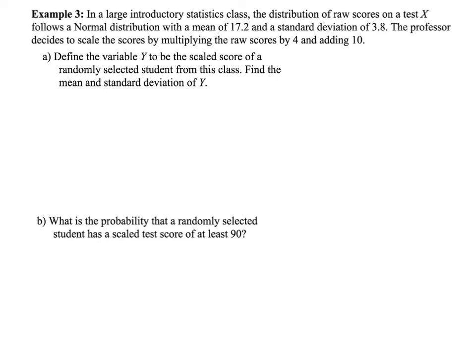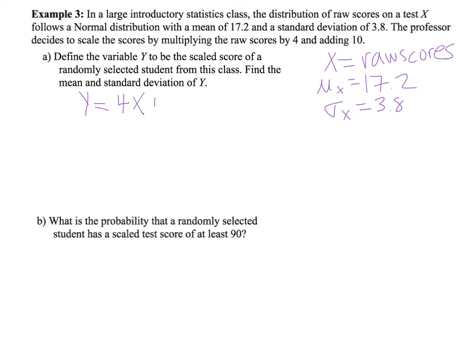In this example, we have defined X as the raw scores on a stats test. They tell us that X has a mean, which I'm going to call mu sub X, of 17.2, and that X has a standard deviation of 3.8, which is sigma sub X. What they want to know is what's going to happen when a professor scales the scores by multiplying the scores by 4 and adding 10. So we are going to let Y be our scaled score. Y is going to be multiply X by 4 and then 10 is going to be added. So it's like we're doing 4X plus 10.